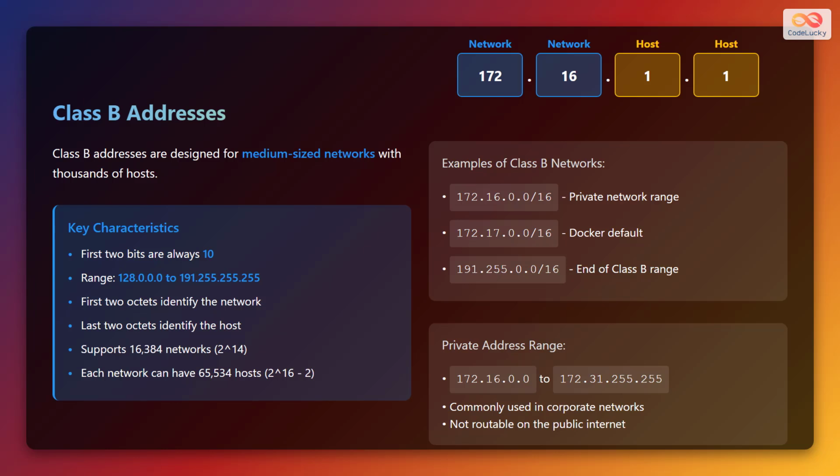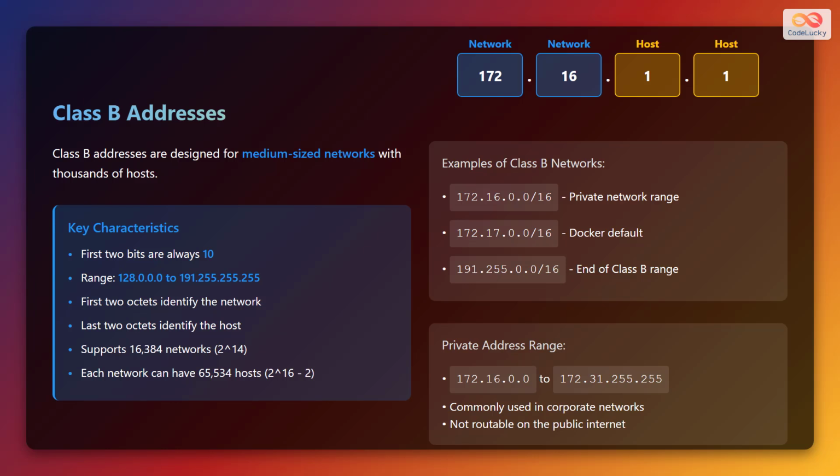Class B addresses are designed for medium-sized networks. The key characteristics are the first 2 bits are always 10. The range of these addresses is from 128.0.0.0 to 191.255.255.255. The first 2 octets identify the network, and the last 2 octets identify the host. Class B supports 16,384 networks, that is 2 to the power 14, and each network can have 65,534 hosts, that is 2 to the power 16 minus 2.